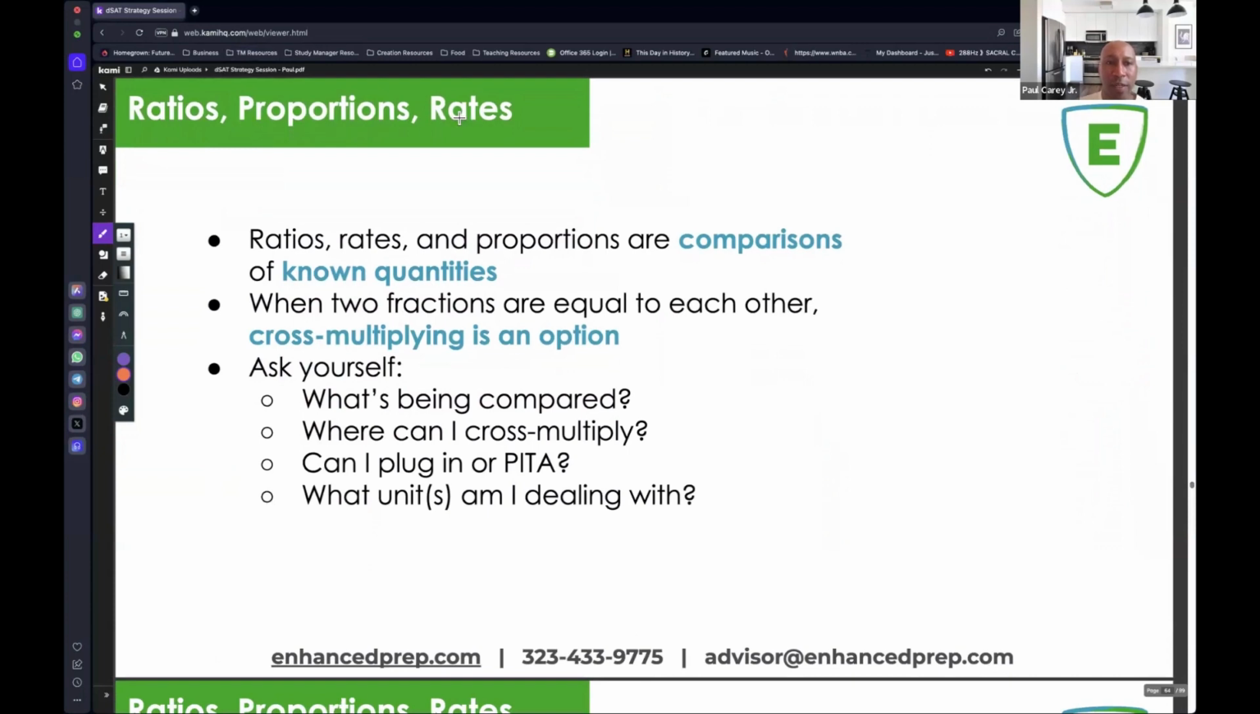So rates, proportions, ratios. Ratios, rates, and proportions are comparisons of known quantities. When two fractions are equal to each other, cross multiplying is an option. Okay? Ask yourself, what's being compared? Where can I cross multiply? Can I plug in the answers, which is going to be a huge thing? And then what units am I dealing with?